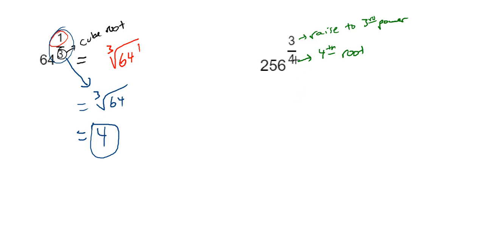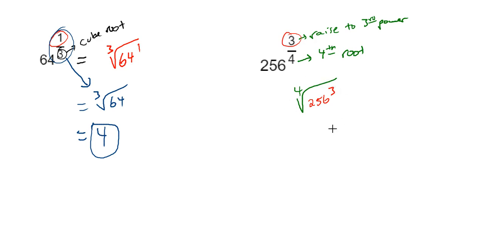But here's what's going to happen. We're going to make a radical symbol. It's going to be a fourth root, so we'll put a 4 there to indicate it's a fourth root. The 256 will go inside the radical, and it's going to get raised to whatever the numerator is, so it's going to get raised to the third power.